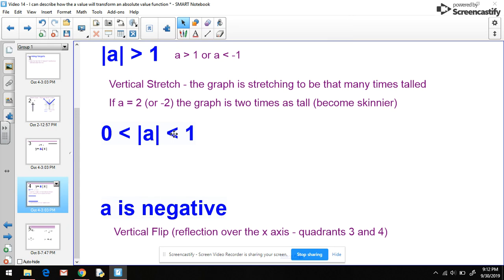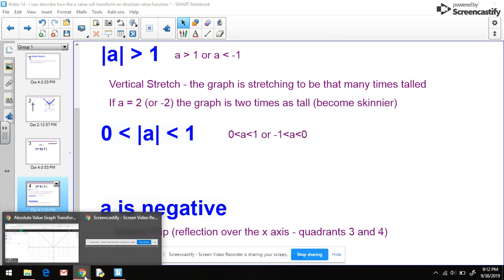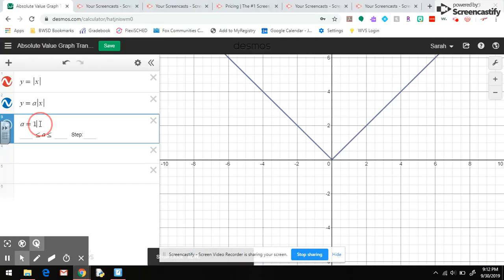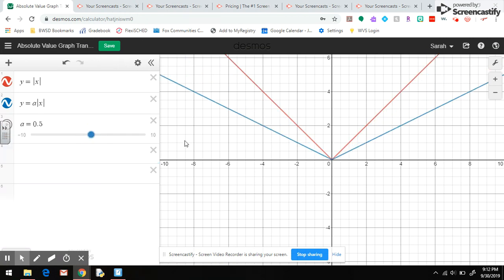Now the last thing we need to look at is what happens when a is trapped between 0 and 1 or 0 and negative 1. So essentially we're going to see that a is bigger than 0 but smaller than 1, or a is bigger than negative 1 but also smaller than 0. So it's trapped in one of these regions. And if we go back here and change a to something like 0.5, what we notice happening here is this graph is becoming wider.